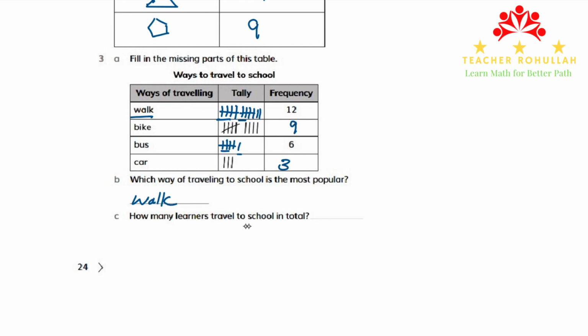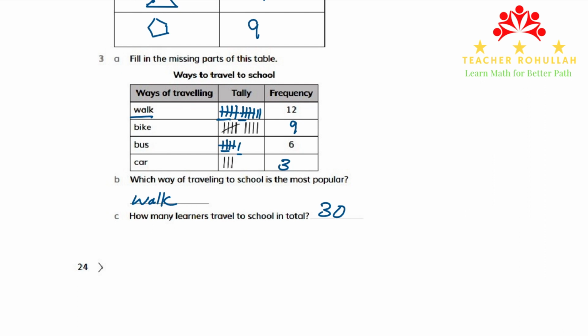How many learners travel to school in total? To easily find it, we add them. 3 plus 9 is 12, 12 plus 12 is 24, and 24 plus 6 is 30. So there are 30 students who go to school.